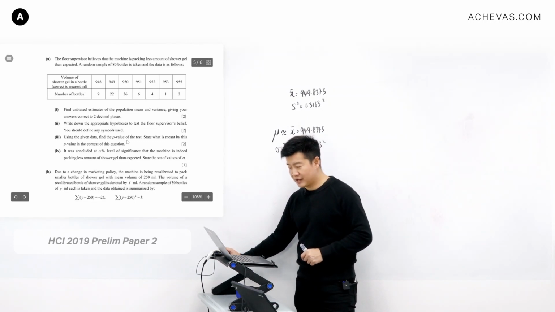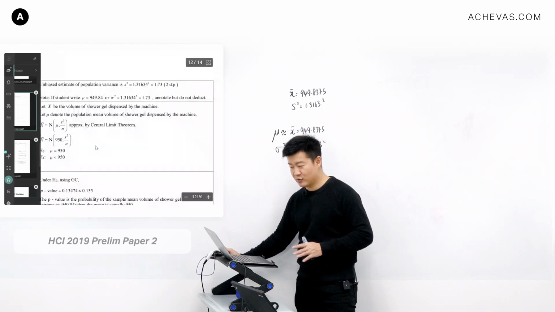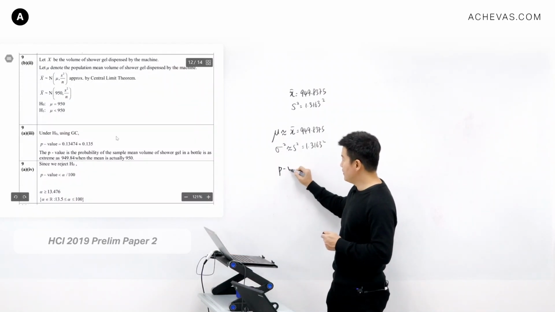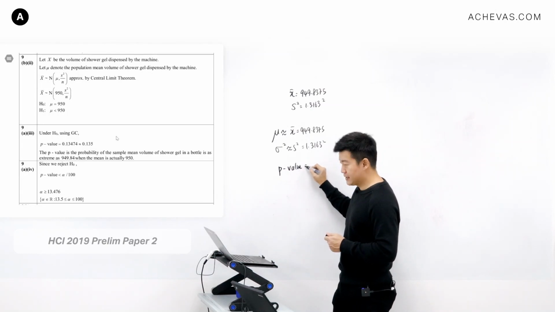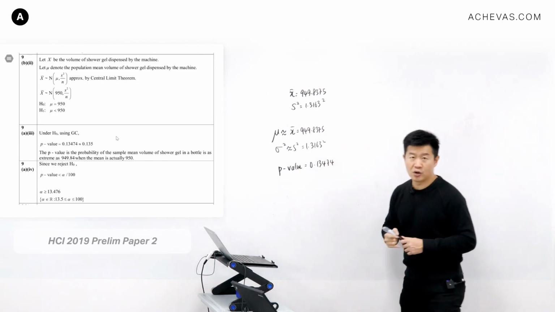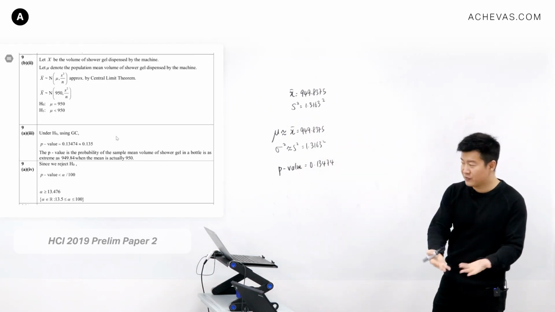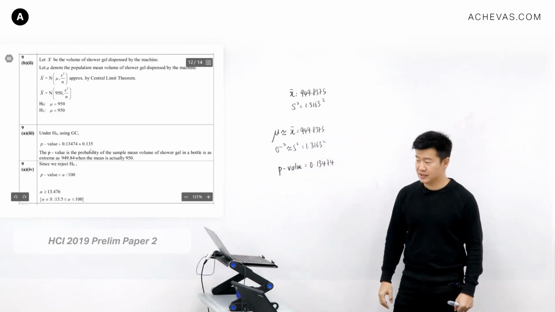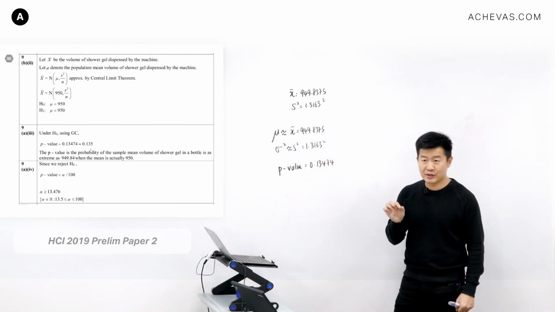So with the given data, find the p-value. I think this is easy. Okay, I'm not going to go through this. I assume that you guys know how to press your calculator to get the p-value. So in this case, the p-value is equal to 0.13474. Because the question asks for it, your reply can be in terms of 3 significant figures. Okay, p-value, this one I think it should be fine.